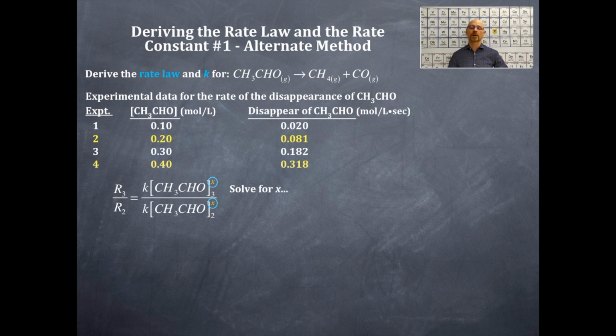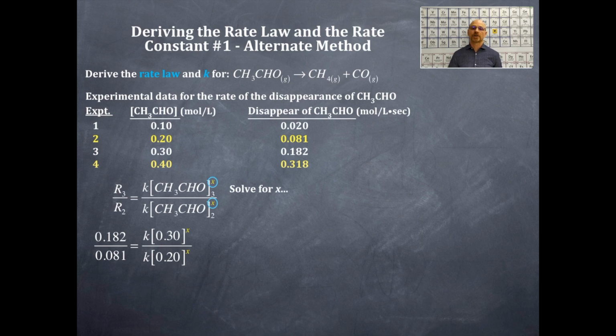So what we're going to do is plug in the data from reactions 3 and 2, and then solve for x. That x is going to be the order of the reactant acetaldehyde. So I'm plugging in the data for reactions 3 and 2. In the numerator is reaction 3. That is, the rate is 0.182 and the concentration is 0.30.